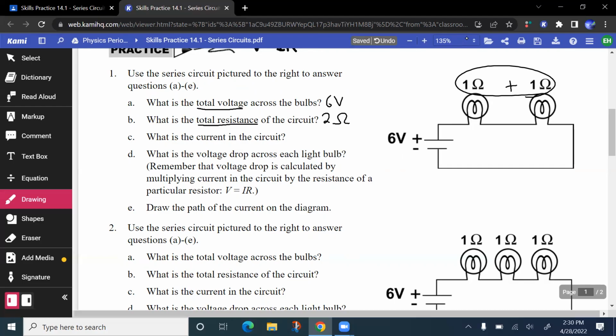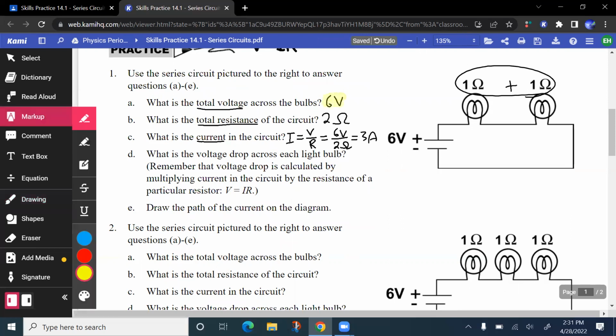Part C, what is the current in the circuit? Well, current is equal to total voltage divided by total resistance, or 6 volts divided by 2 ohms, which is 3 amps. Okay, so we have 6 volts, 2 ohms, 3 amps so far.